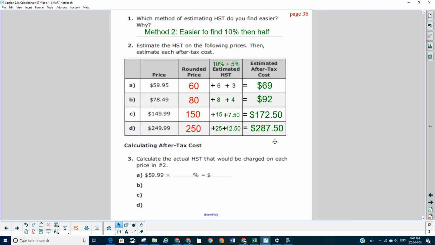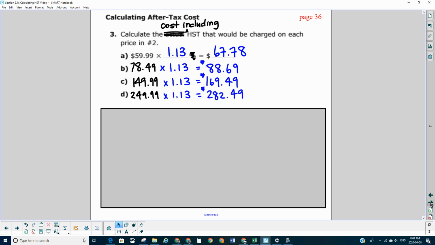If you go back to our estimates here and compare those estimates to what we just calculated, you'll see these estimates, of course, are going to be higher than what we just calculated, because remember, we were estimating 15% and rounding our price. But in this case, we actually did the calculations on the exact price and got the exact answers. So that's all for section 2.1.